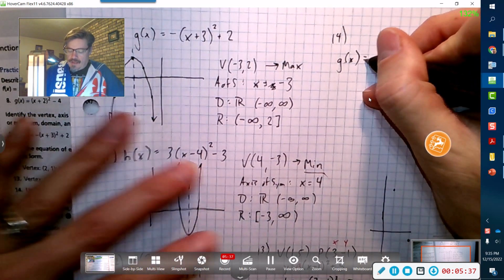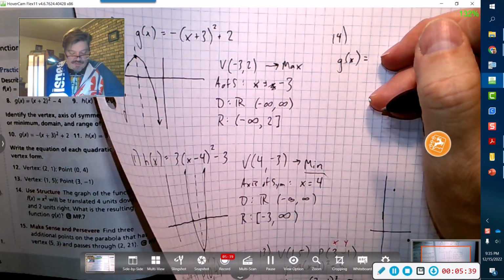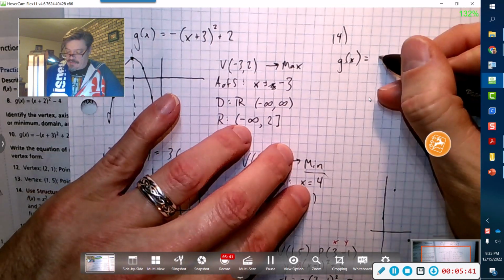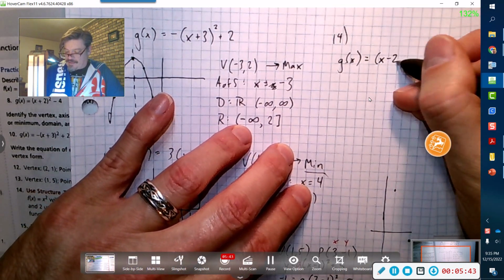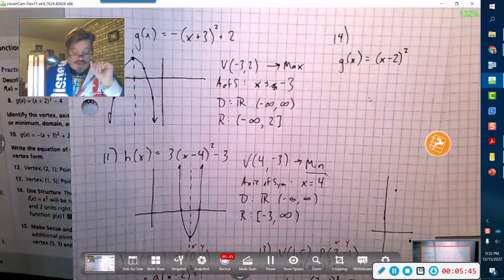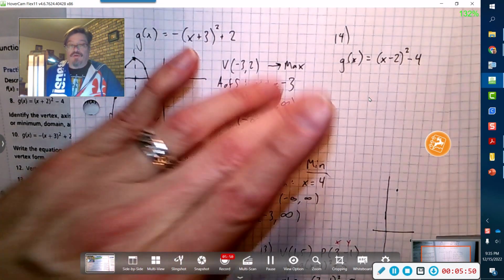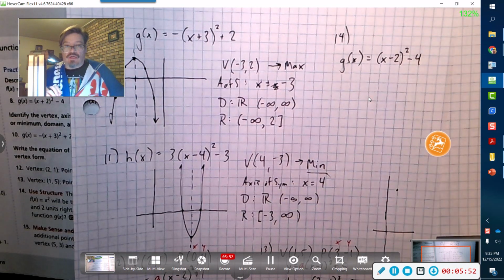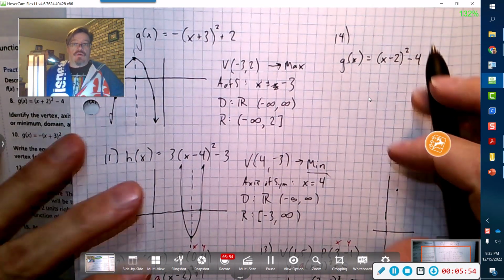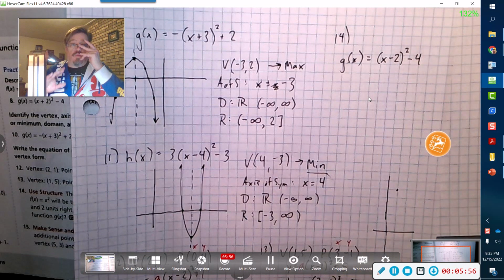Okay. Now, they do say that you're going to move 2 units to the right, so we know that that would be x minus 2, quantity squared. And then it also says that you're going to be translating downward negative 4. It doesn't say anything about stretching or compression, and so our A is just going to be a default 1.